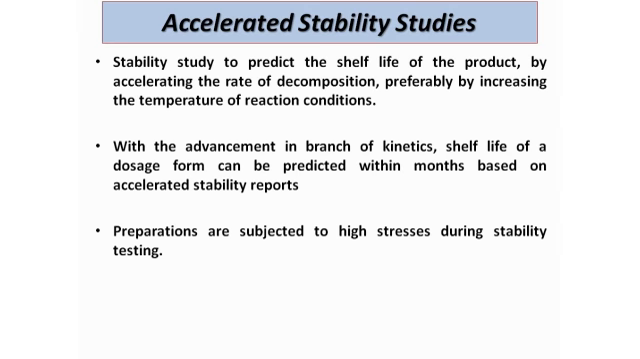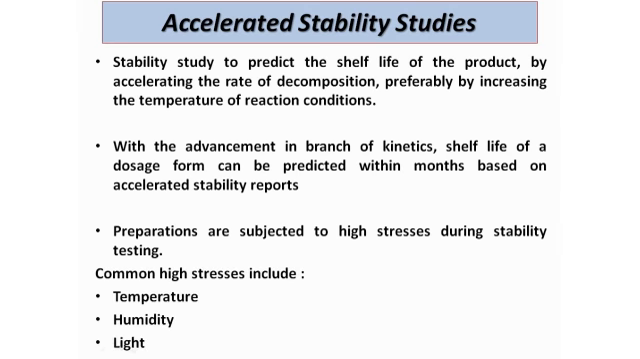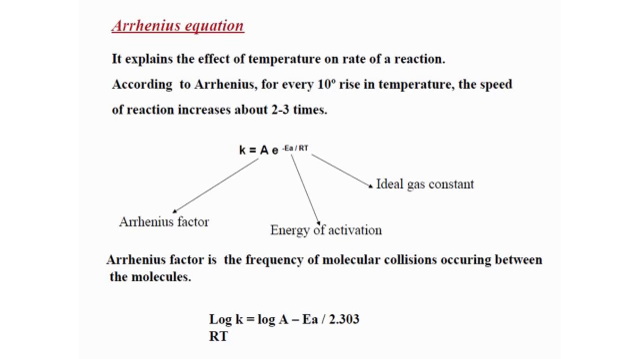Apart from temperature, the high stress includes temperature, humidity and light. They are subjected to exposure to high temperature, high humidity or high intensity of light. Clear? So now the next thing is the Arrhenius equation.